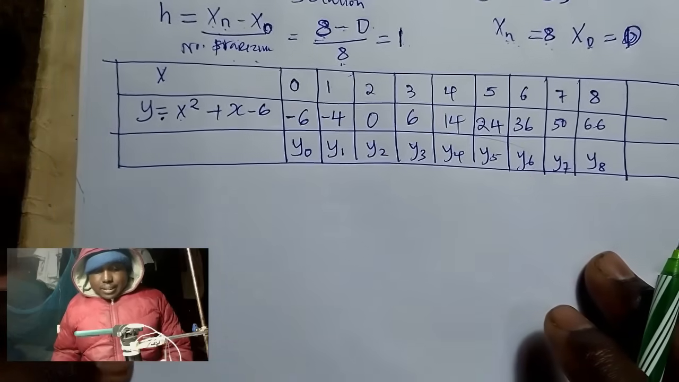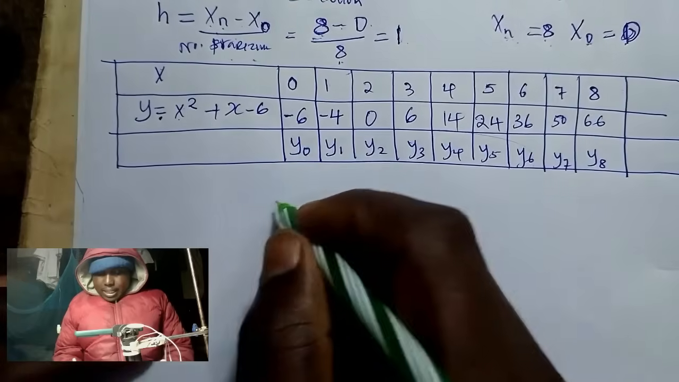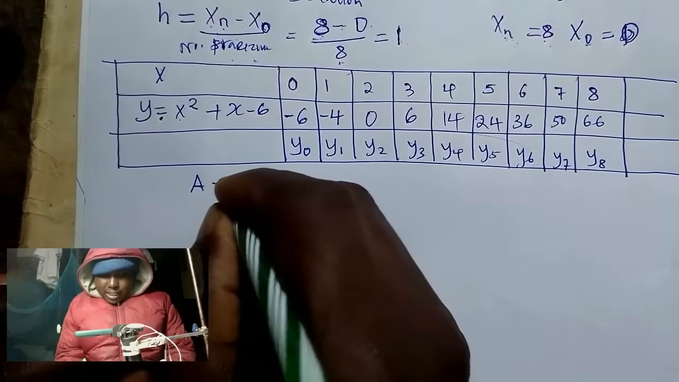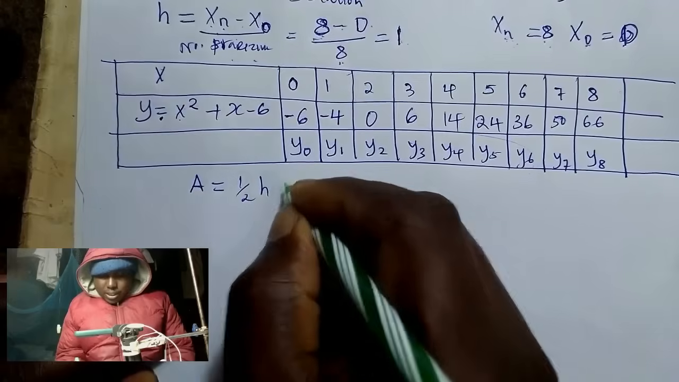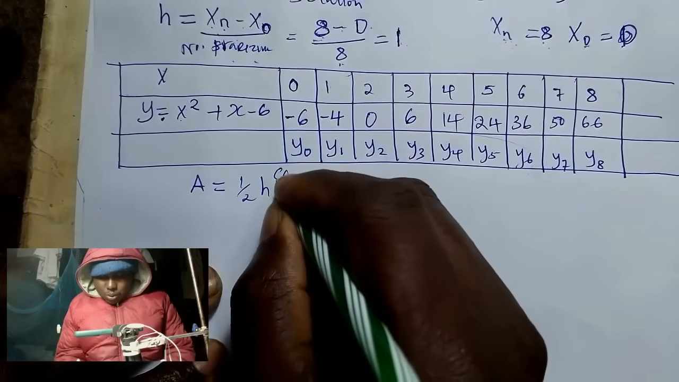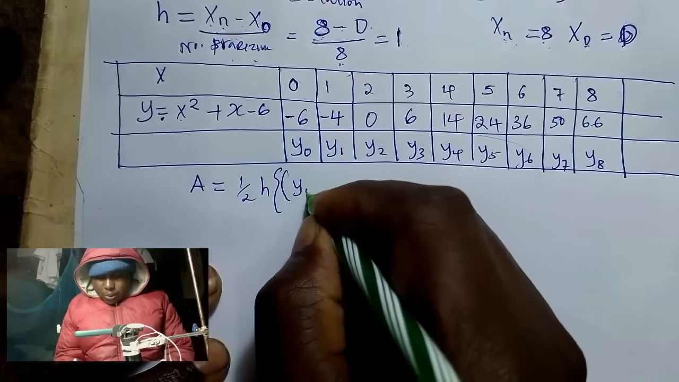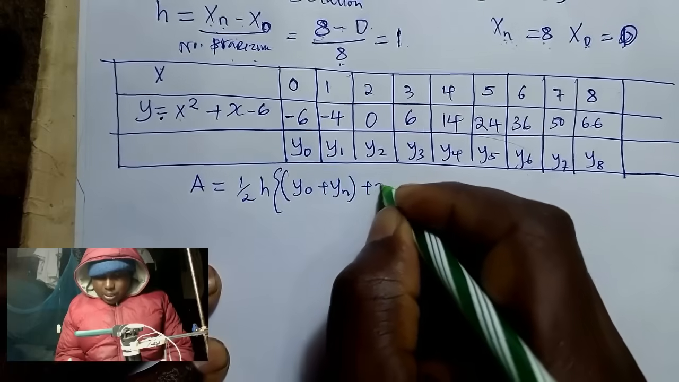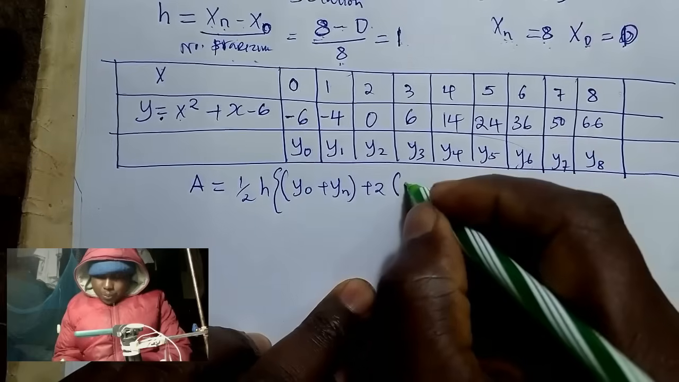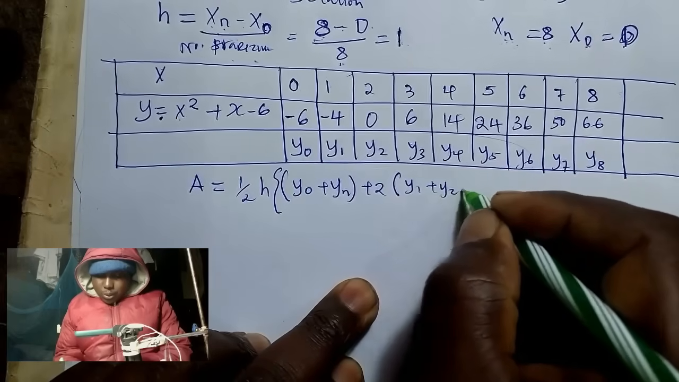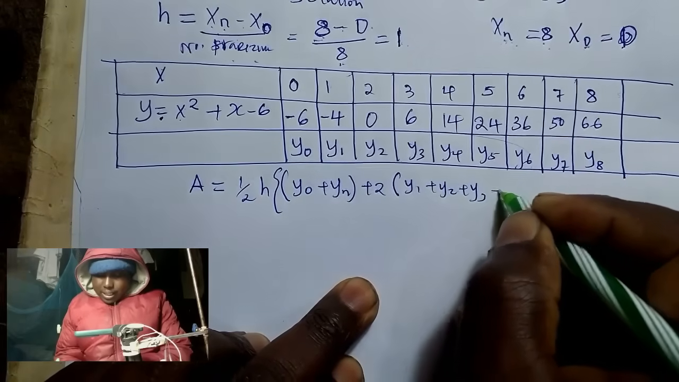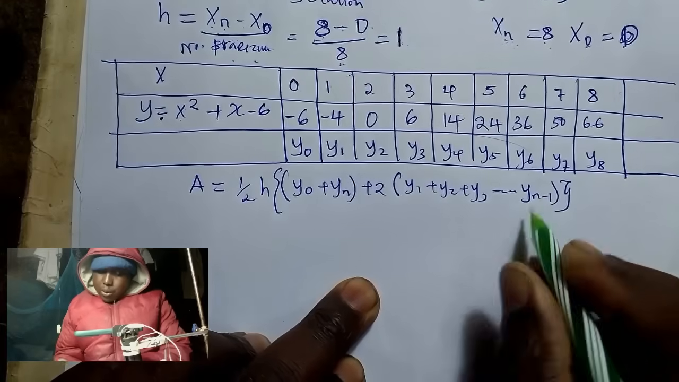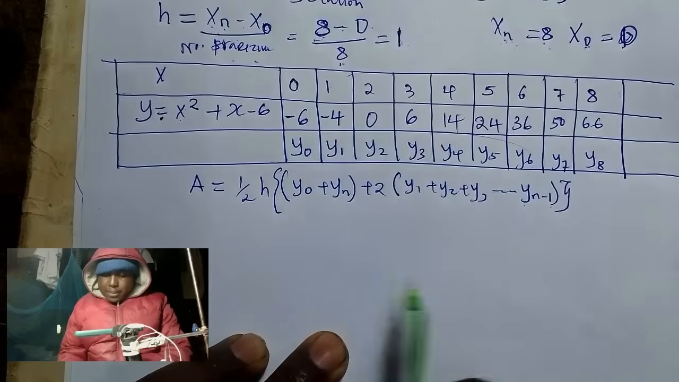Next is to apply the formula. The formula says area is equal to a half h into the bracket y naught plus yn, close the bracket, plus 2 into y1 plus y2 plus y3 all the way to yn minus 1. Now I want to explain what yn minus 1 means.